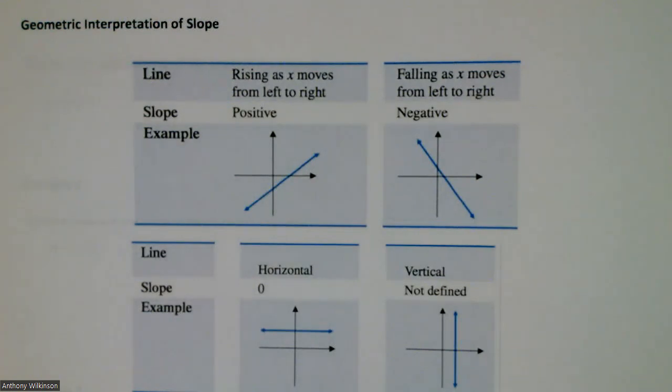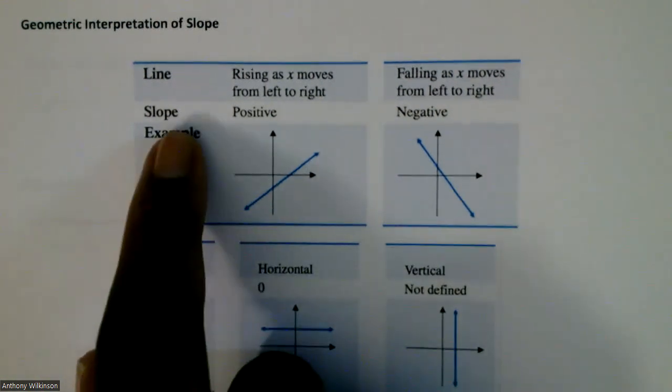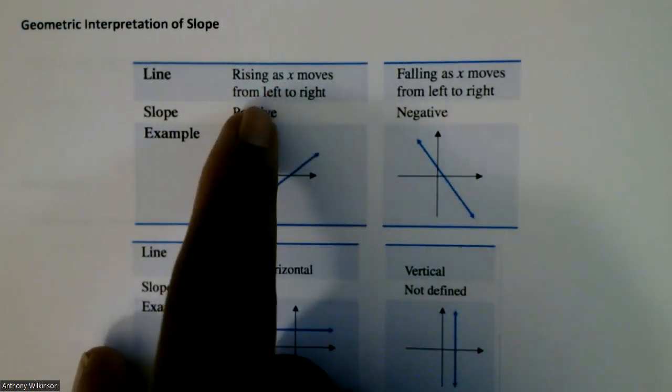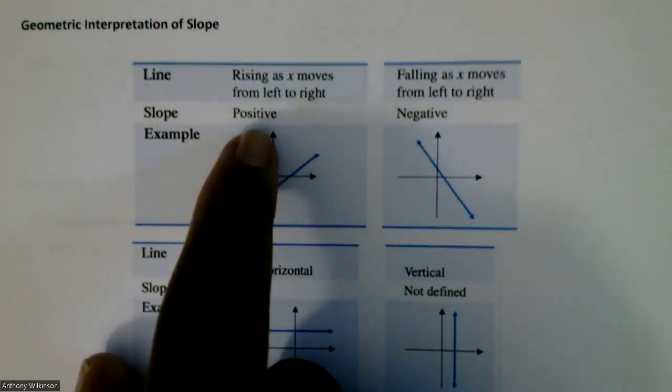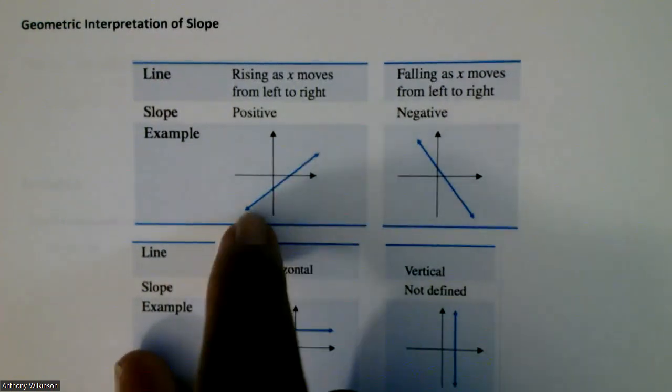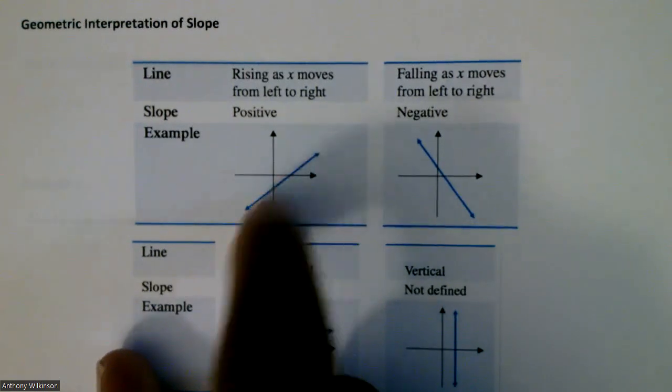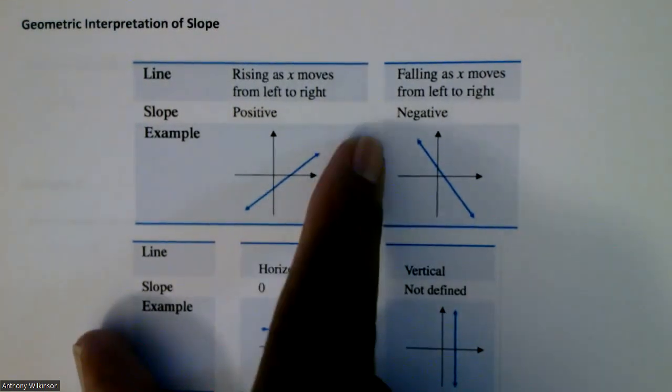And here's the geometric interpretation of that slope. In this case, the slope of a line rises as x moves from left to right. That means your slope is going to be positive. And here's an illustration of that. You can see that the slope is going to be positive because the line rises upward from left to right.